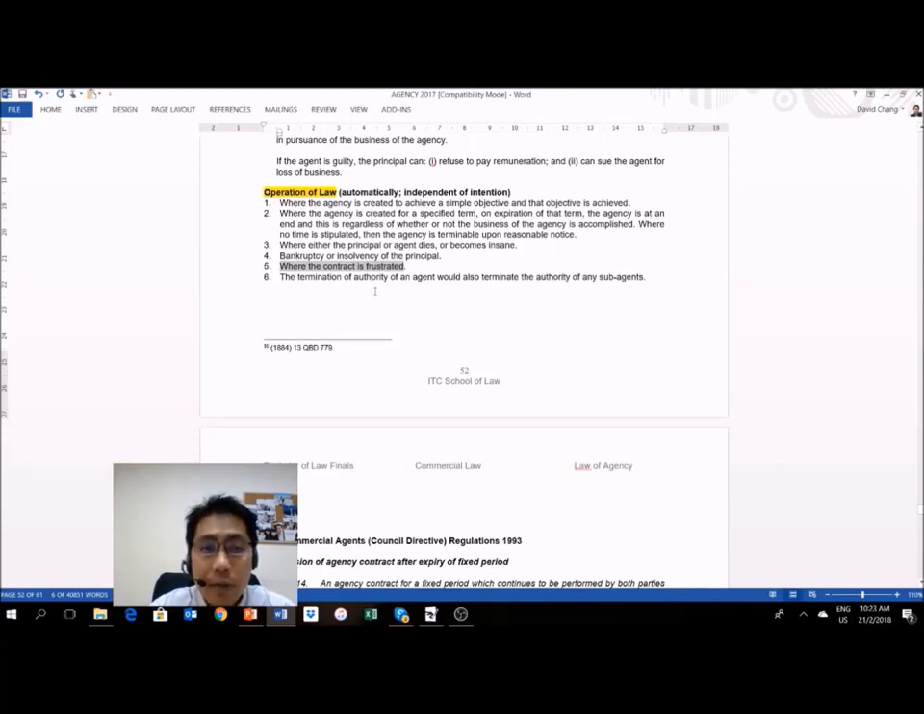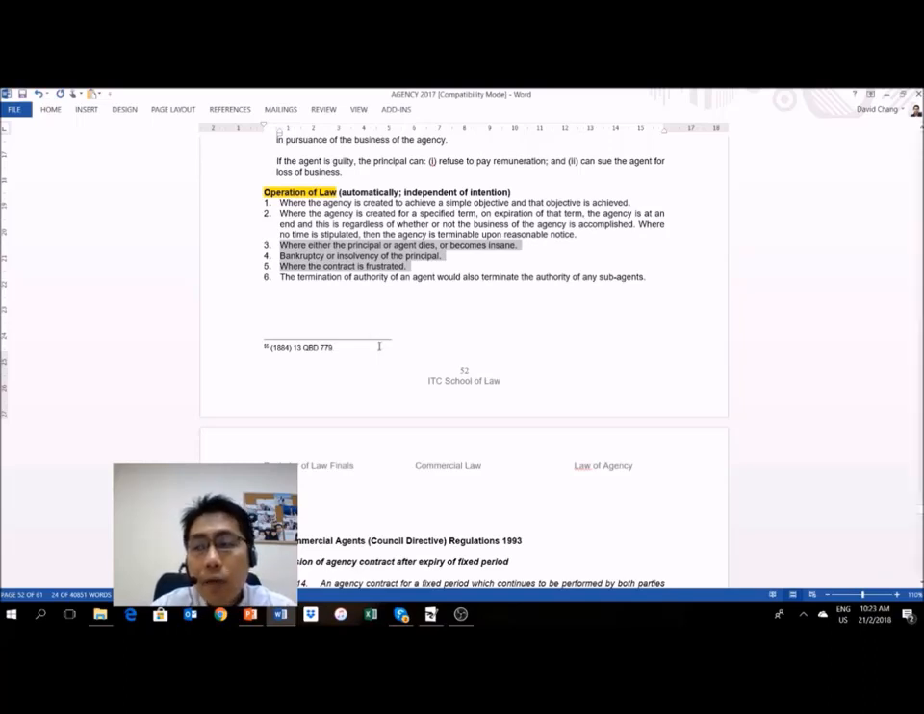Likewise here for agency. Likewise, of course, if you deal with instances like bankruptcy or insolvency, or situations where the principal or agent dies or becomes insane, right? So when you look at points 3, 4, and 5, this gives you a very clear, good picture of instances or examples of what we mean by agency that terminates by operation of law.